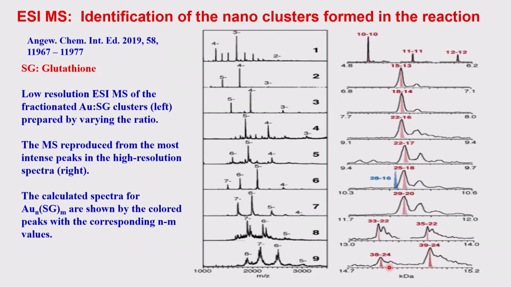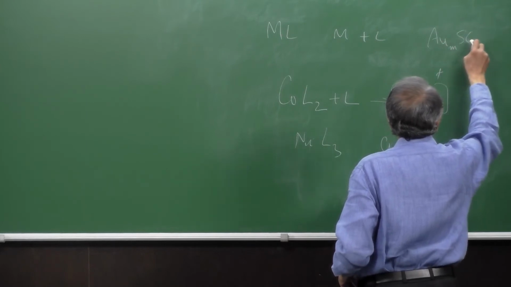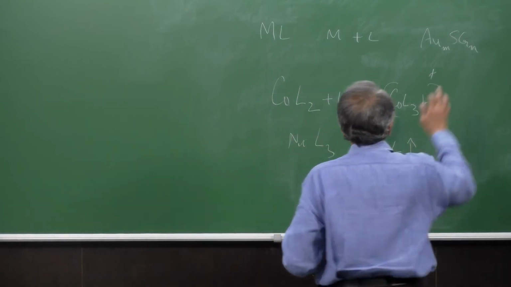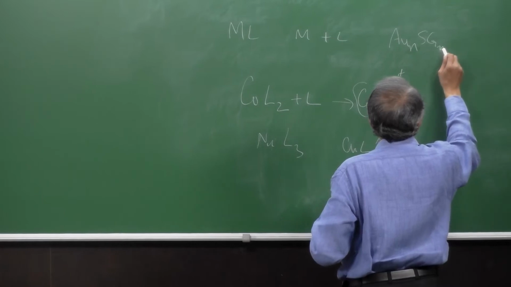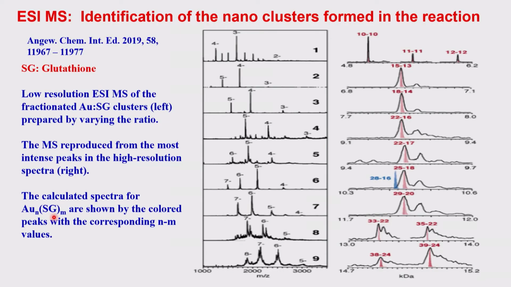What you can see is that this is forming gold with a certain number m and SG with a certain number n. This is the n, this is the m. So you can see gold with the thiolate with this glutathione, and those numbers are seen here. The first number is the gold, the second number is the ligand. The ligand is the glutathione, so that you can see.